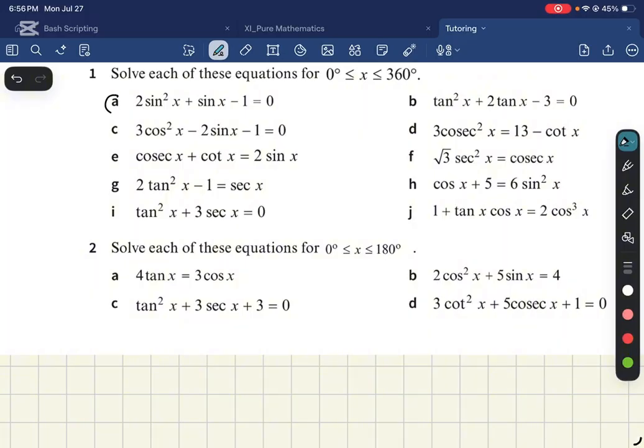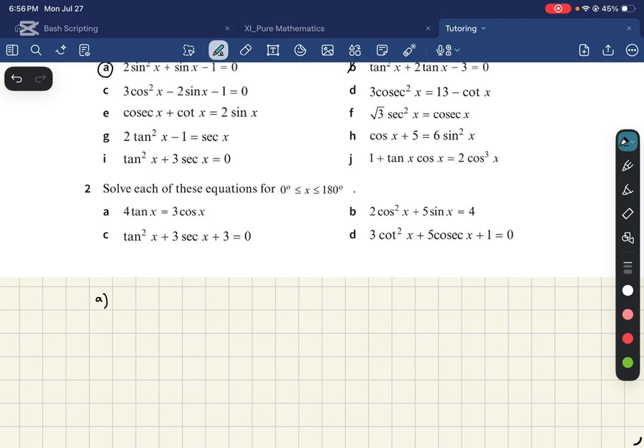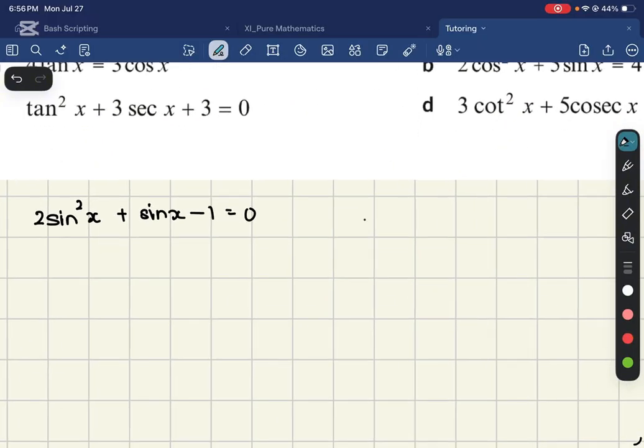So I'm going to solve A, and I'm going to leave B to you. A says 2 sine squared x plus sine x minus 1 equals 0. Alright, and it's always very helpful to remember that sine x is bounded by -1 and +1. So this is the bound that you need to remember.